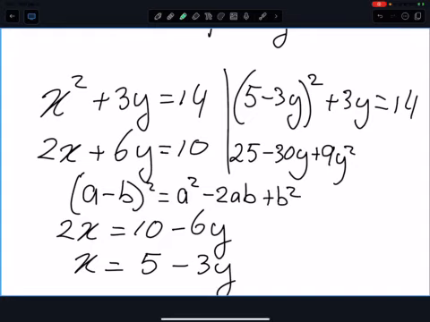This is the special product from last year that you learned. Yes, (a minus b) squared: a squared, 5 squared is 25, then 2 multiplied by a multiplied by b. So 2 multiplied by 5 is 10, multiplied by 3y is 30y. And then you get minus 3y squared, which is 9y squared.